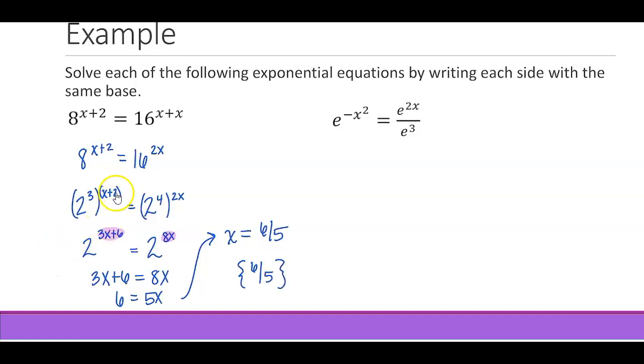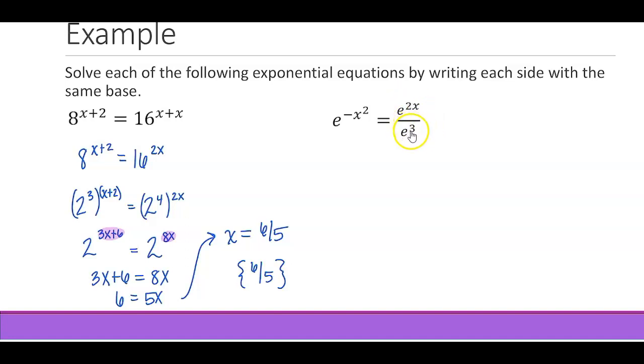So we have just some places for common mistakes here. Turning x plus x into x squared is a common mistake, and not realizing that I do have to multiply 3 times x and 2, that the 3 distributes. And now in this example, I have e to the negative x squared equals e to the 2x over e cubed. Now clearly we can see that we want to rewrite each side with a base of e.